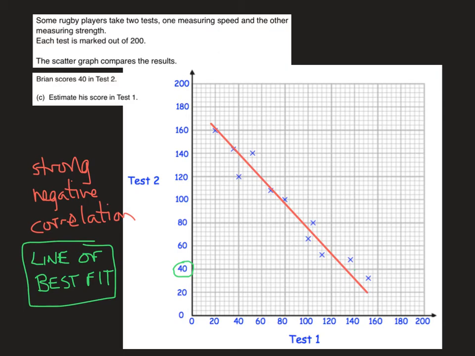So that is going to be step 1. If I get a question like this, it's not going to tell me to draw a line of best fit. I just have to know that I do. So scatter graphs and lines of best fit, you should make the connection in your mind that they go hand in hand.